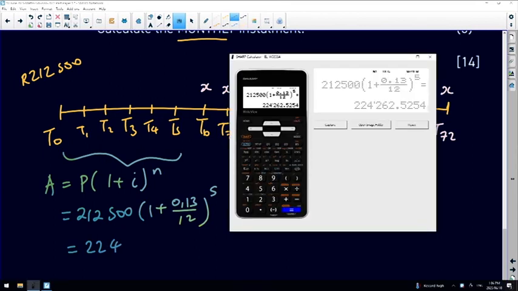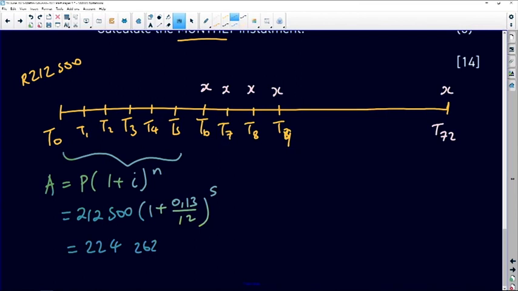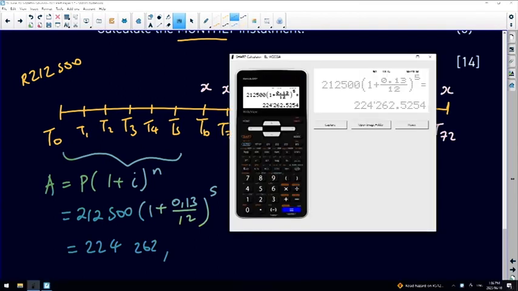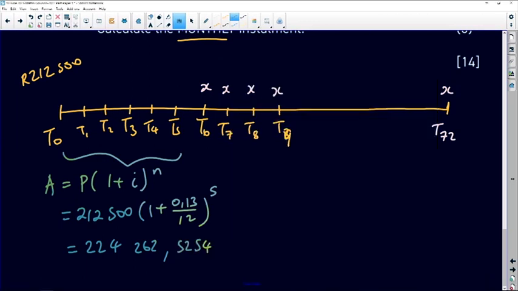224,262.5254. So this is what he owes when he comes back. Okay, he owes them that much.